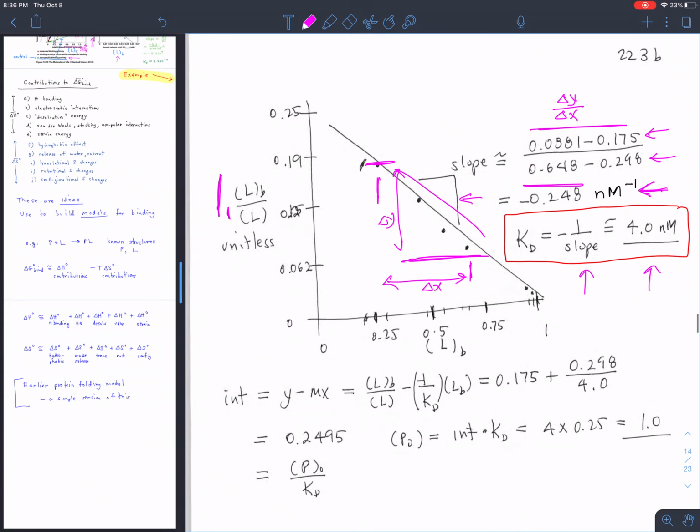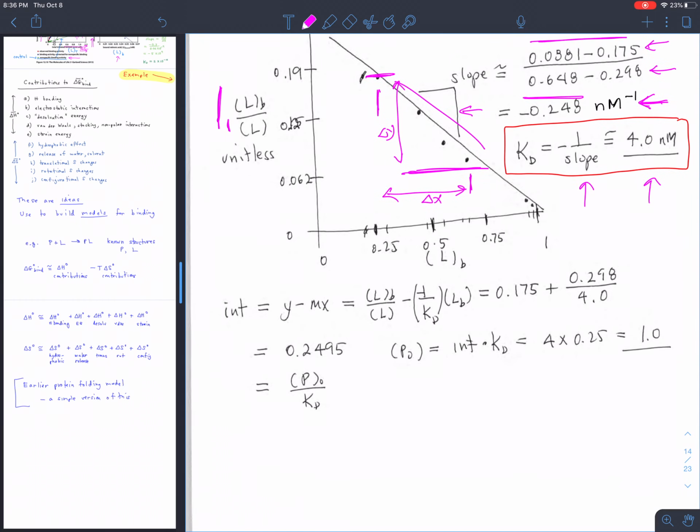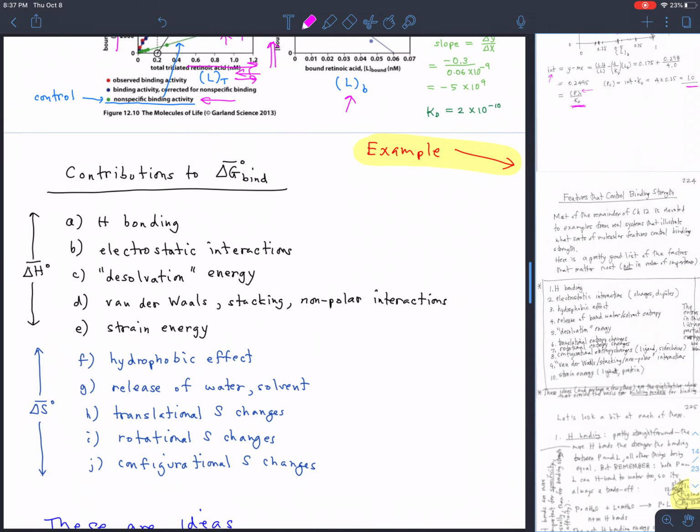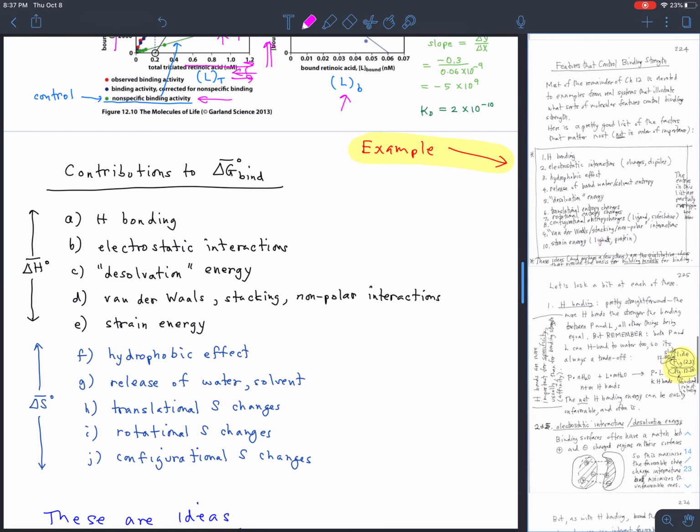So that's an example of a scatter analysis. And in this case, we could use the intercept if we liked in order to find out how much of the ligand was present, and we get 1 nanomolar in this case. Again, the problem was set up that way. All right, that's scatter analysis. A very standard technique that you'll see over and over again in the literature.